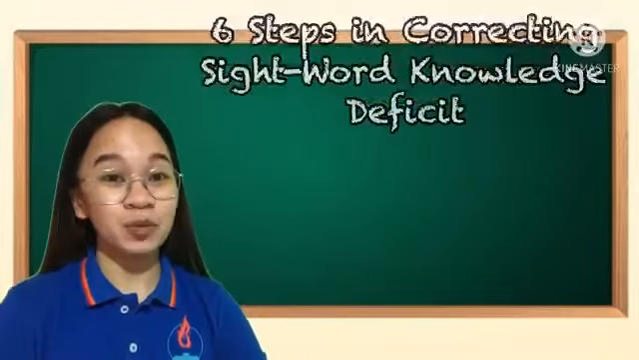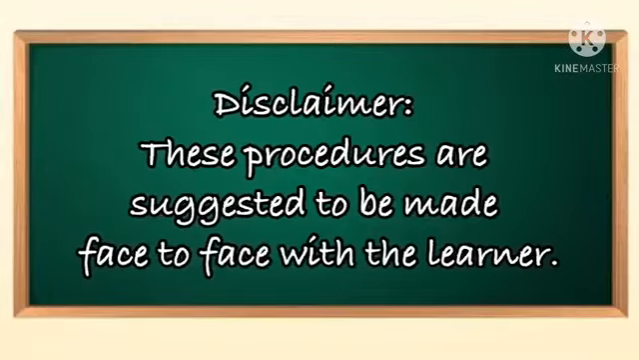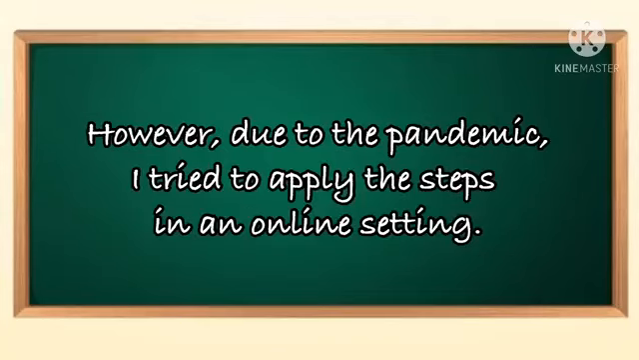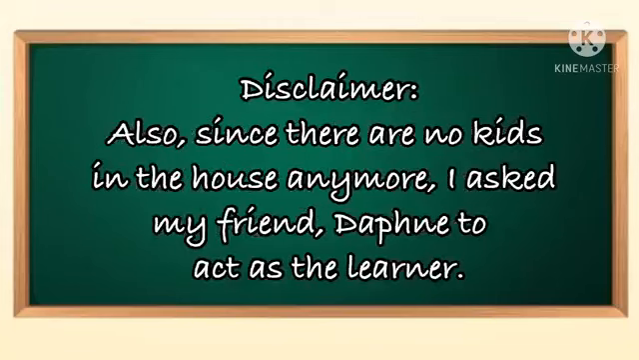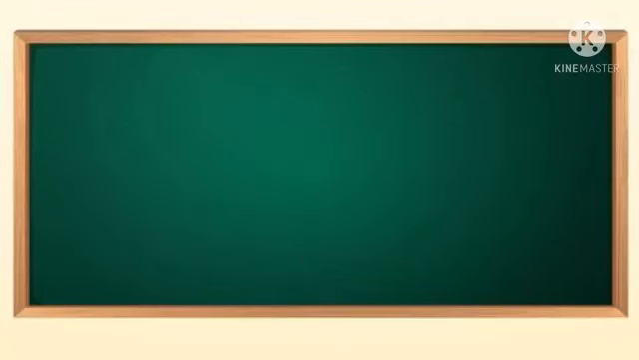In correcting sight word knowledge deficit, there are 6 steps. These procedures are suggested to be made face-to-face with the learner. However, due to the pandemic, I tried to apply the steps in an online setting. Also, since there are no kids in the house anymore, I asked my friend Daphne to act as the learner. Now, here are the procedures in correcting sight word knowledge deficit.